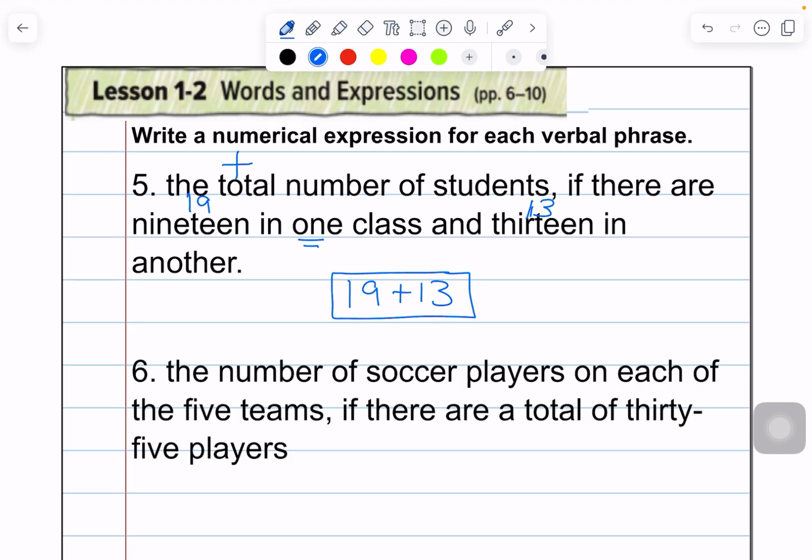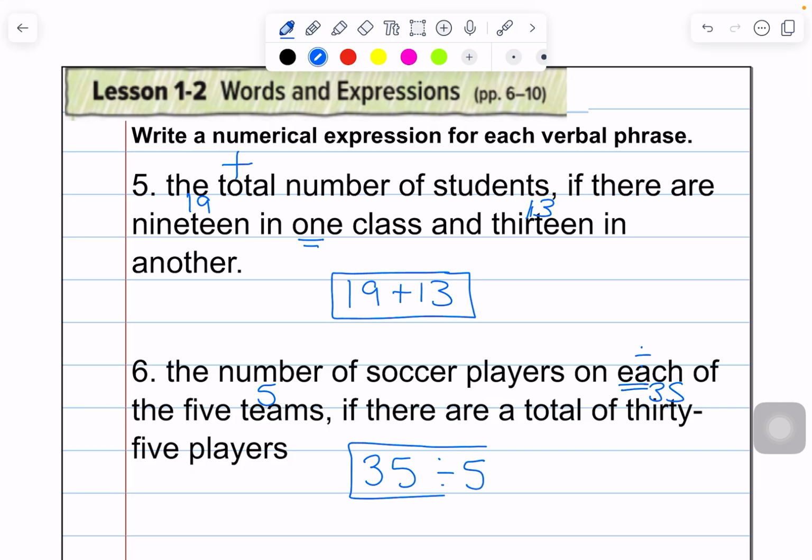The number of soccer players on each of the 5 teams if there are a total of 35 players. So I know that there's a total of 35 players. There are 5 teams. I want to find out how much is on each. When I see the word each, that's kind of telling me that I'm dividing it up. And I would take the total number of students and divide it among the 5 teams.